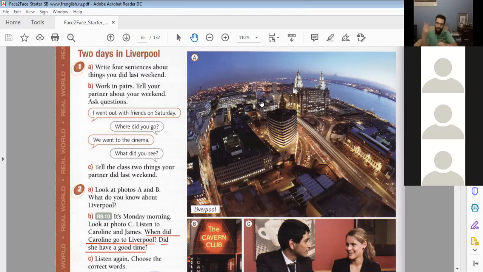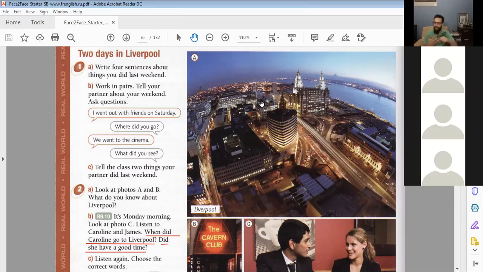Also correct. So now we have 3 things. Her sister lives there. She stayed with her sister. She took photos. She had dinner in a Chinese restaurant. Correct. Can you remember anything else? I think one thing. She went to a club in the evening on Saturday. Yes, correct. She did go to a club. Yes, she went to the Cavern Club.